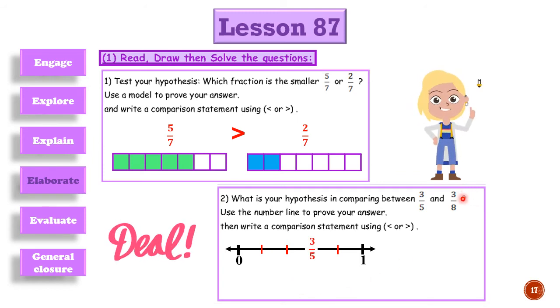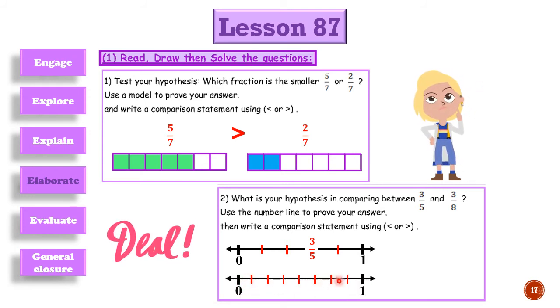Now, the second fraction, 3/8. We will divide the number line in how many parts? Yes, in 8 parts. Look at the denominator. It will be like this. We will divide this fraction number line into 8 equal parts.